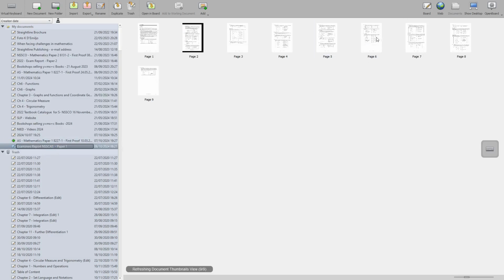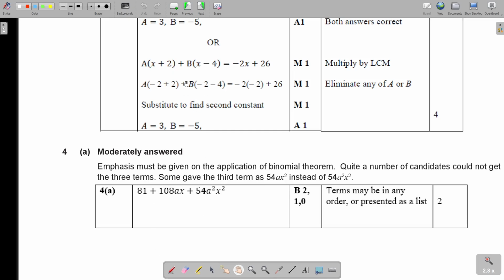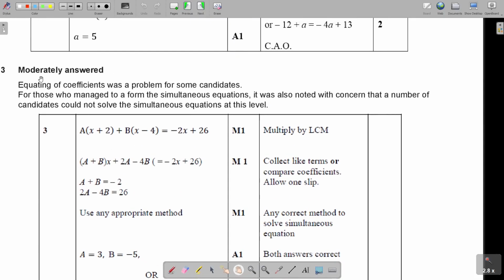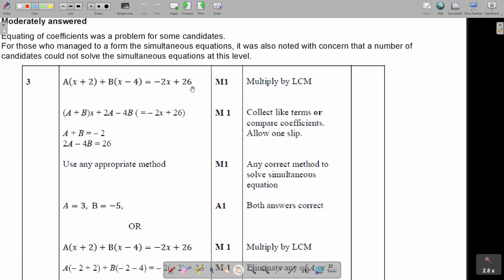We can also see there where they gave you the marks. So basically, I think we can be already here. Question number 3. Okay, so basically, we just read, moderately answered. Equating of the coefficients was a problem for some candidates. For those who managed to form the simultaneous equation, it was also noted with concern that a number of candidates could not solve the simultaneous equations at this level, which is sad because it's something from ordinary level, and that's very important.